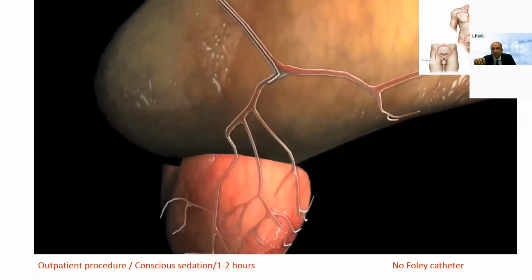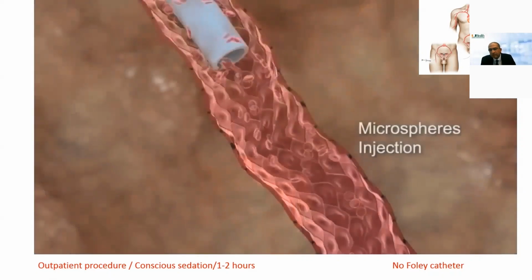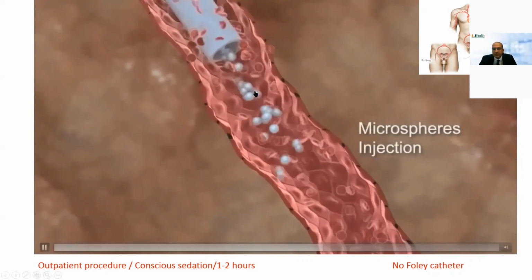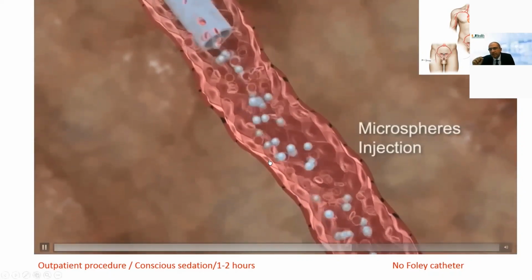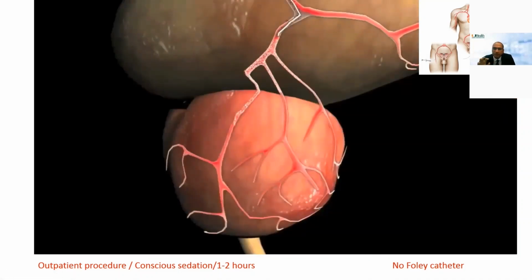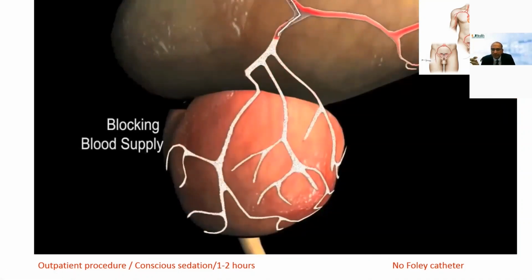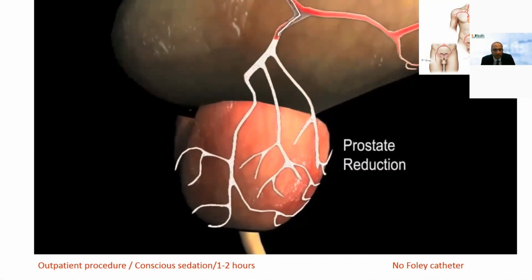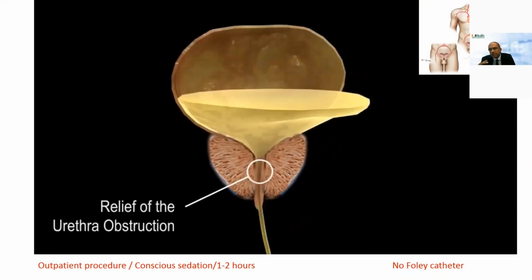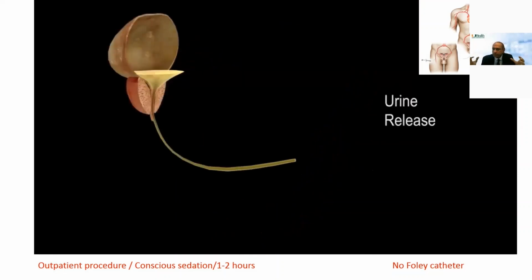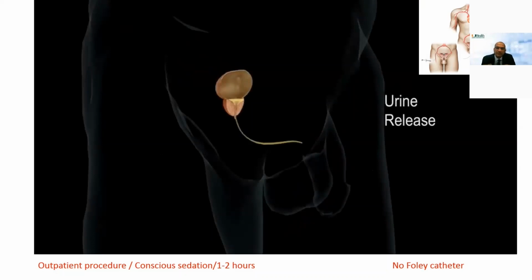And these spheres are essentially made up of polymer coated with gelatin. You can see these white spheres. They are made up of a polymer and they're 300 to 500 microns in size, which is the grain of salt or diameter of our hair. Once the blood supply is blocked, the prostate shrinks in size, and that leads to relief of obstruction. So as I mentioned, completely outpatient procedure performed with conscious sedation, Versed and fentanyl. We do not use a Foley catheter.